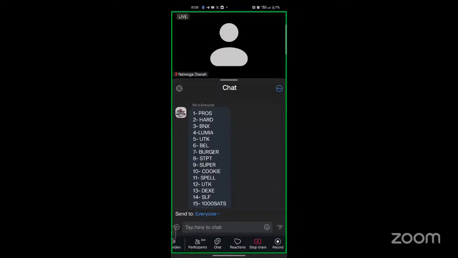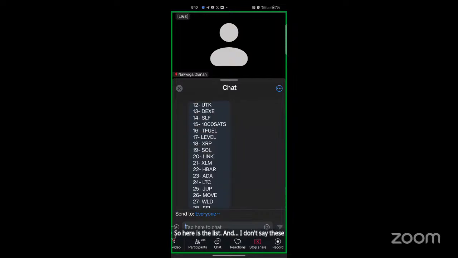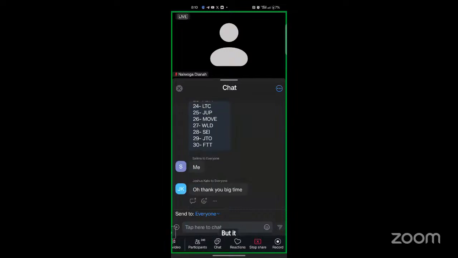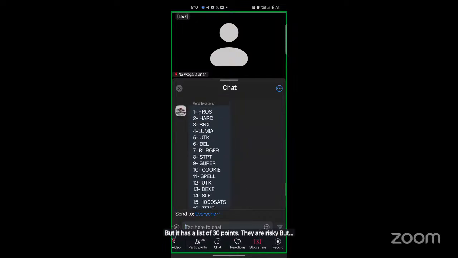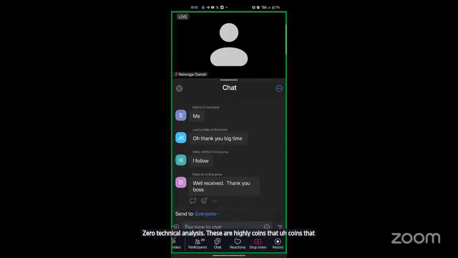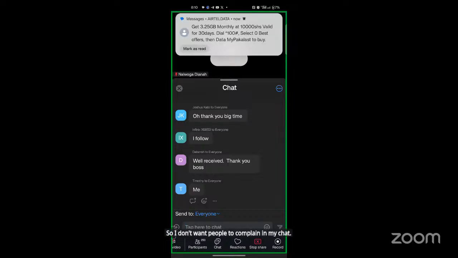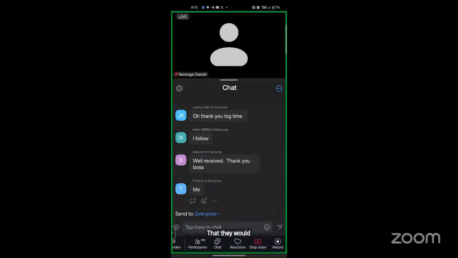So here is the list, and I don't say these coins are not risky, but it has a list of 30 coins. They are risky, but they are profitable. Zero technical analysis. These are highly volatile coins that go high, come down. They could not be the best, so I don't want people to complain in my chat that they could not be the best. But these coins are very good. They go up and come down.